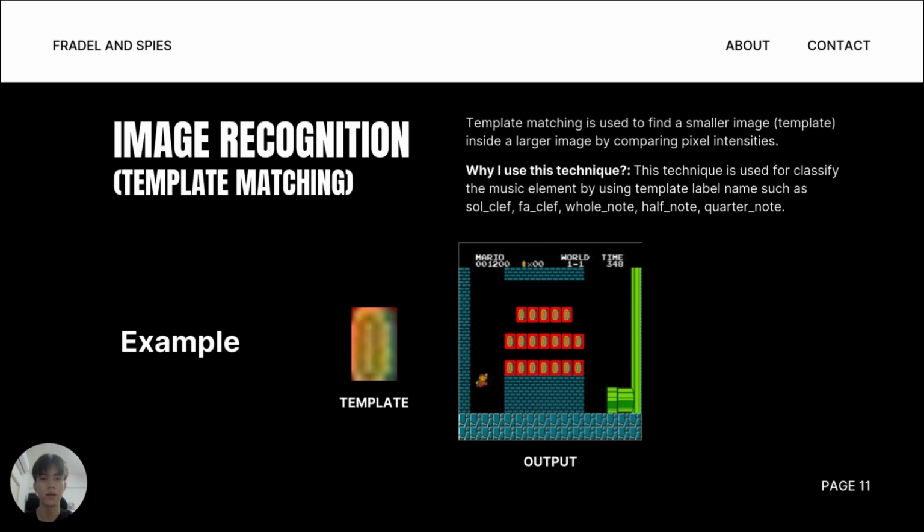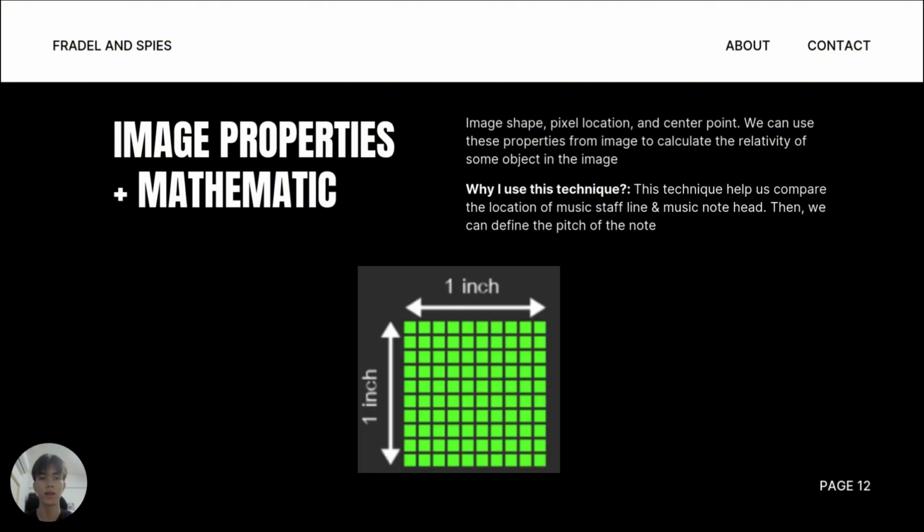Image recognition. Template matching is used to find a smaller image or template inside a larger image by comparing pixel intensity. We use this technique to classify the music elements by using the template label name.